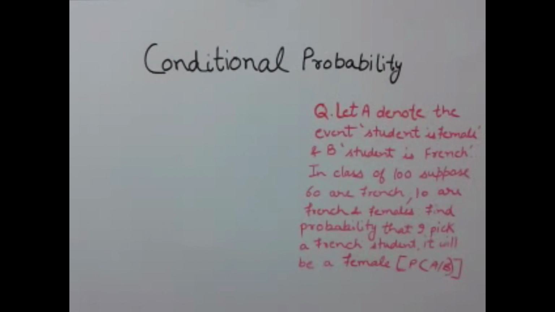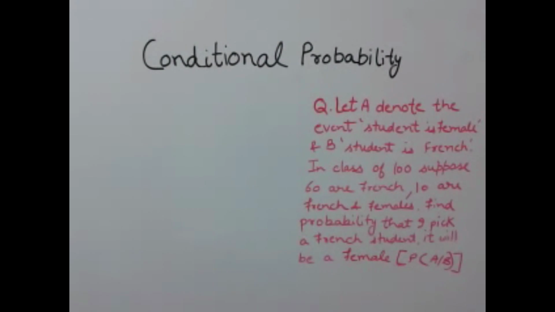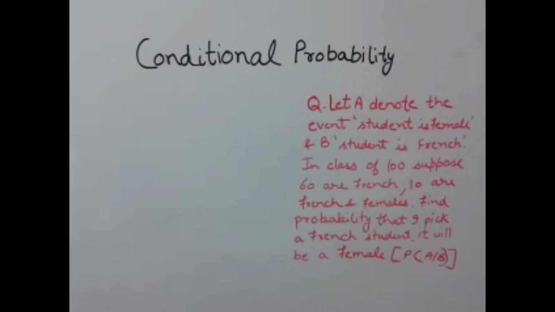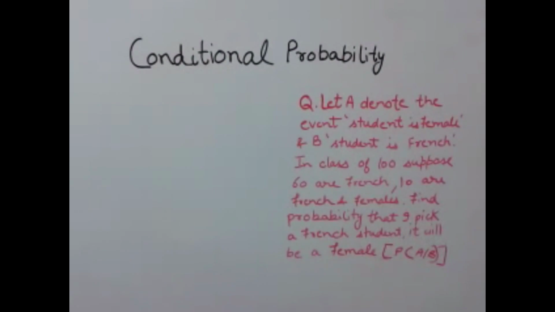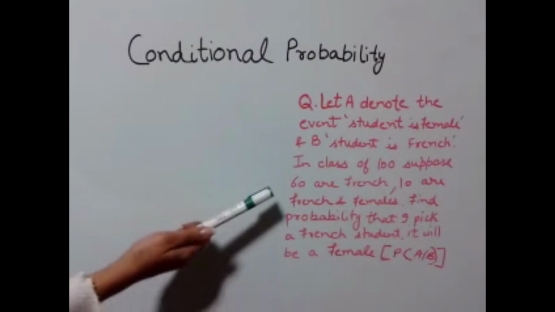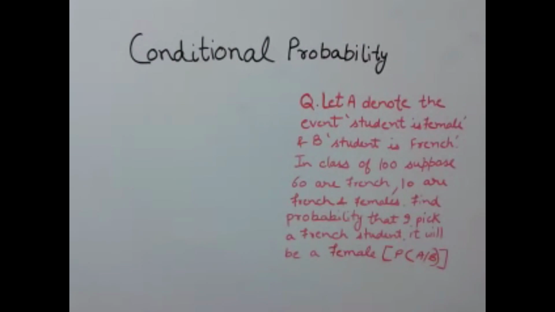In our earlier class, we have already discussed conditional probability. Today, we would be moving further to more complex examples. The question here says that let A denote the event student is female and B denotes that student is French. In a class of 100 students, suppose 60 are French, 10 are French and females. Find the probability that if I pick a French student, it will be a female.